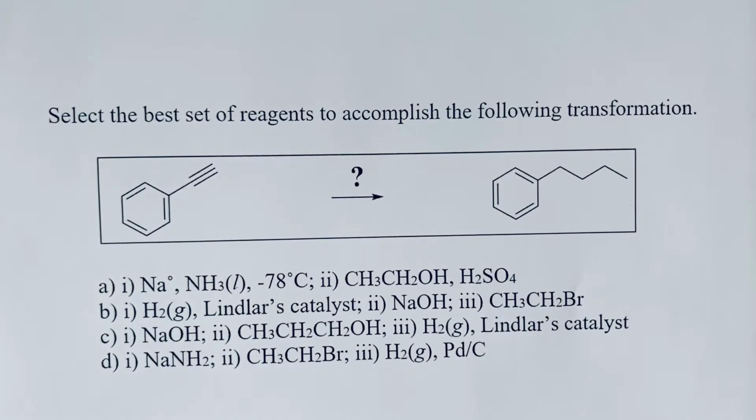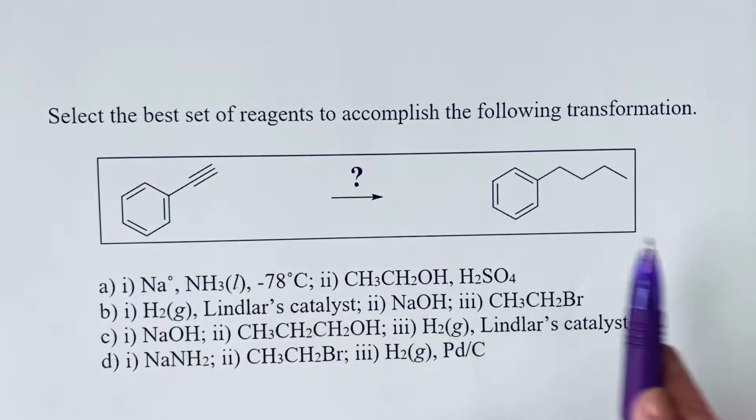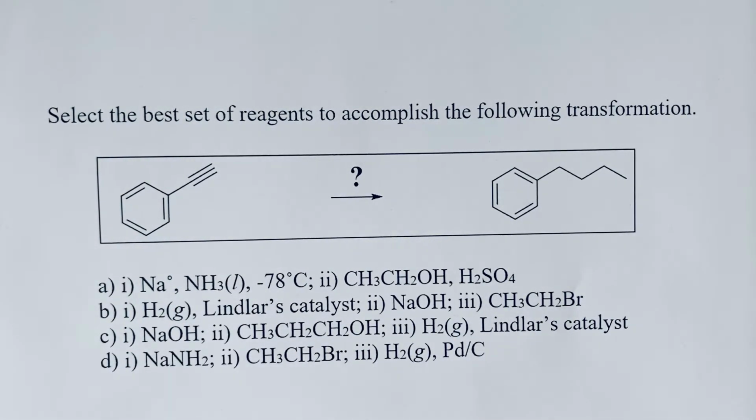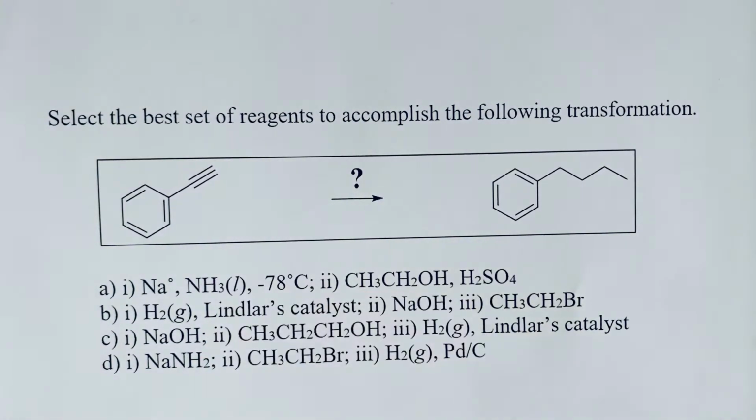Select the best set of reagents to accomplish the following transformation. So when approaching a problem like this, we want to look at what is our starting material and what is the product that we are trying to form. So we can see here in our starting material that we have an alkyne.